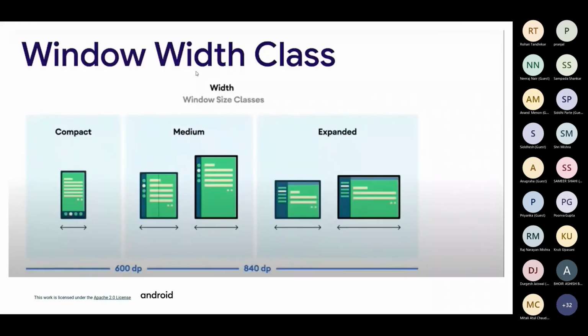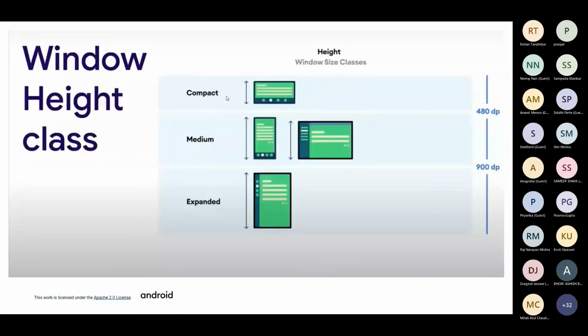Okay, so moving on to window width class. This depends on the width of the device on which we are using: compact, medium, and expanded. Similarly, we have window height class also. Depending on these two important things, we define the device and the app which we want to make. So here we have compact, then we have medium and expanded.